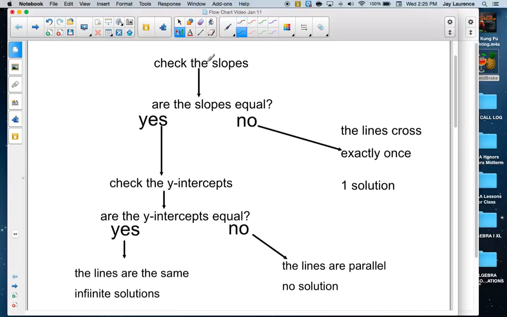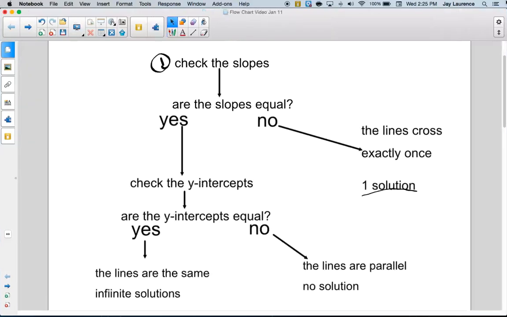All right, so first of all, the first thing I do is step one, check the slopes, right? And if I check the slopes, I know, are the slopes equal? If they're not equal, I know the lines will cross exactly once, therefore there's one solution. Okay? If the slopes are equal, then I'm going to go check the y-intercepts. I ask myself, are the y-intercepts equal? If they're not, I know that the lines are parallel and there's no solution. If they are equal, yes, the lines are the same line and there are infinite solutions. So I'm going to use this flow chart here to help me determine how many solutions a system will have.